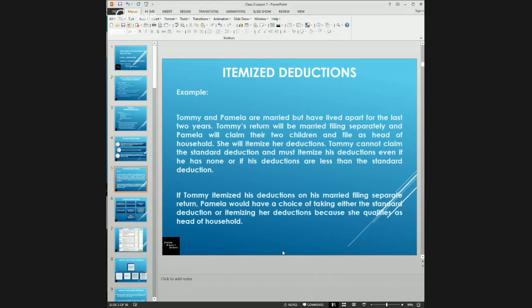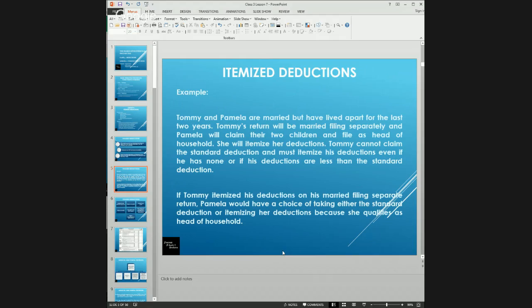So here's an example. We have Tommy and Pamela. They're married, but they've lived apart the last 2 years. Tommy's return will be married filing separately, and Pamela will claim their 2 children and file as head of household. She's going to itemize her deductions. Because she is itemizing her deductions, Tommy cannot claim the standard deduction, and he must itemize his deductions even if he didn't have any deductions, or it would be less than the standard deduction for him.